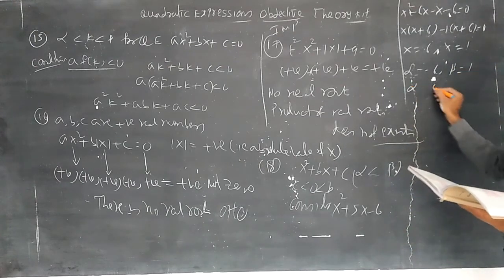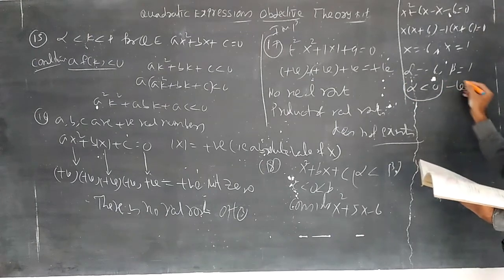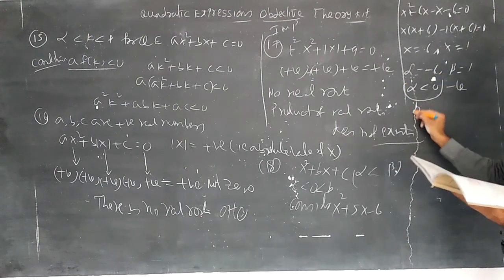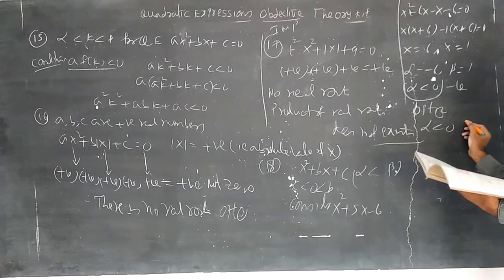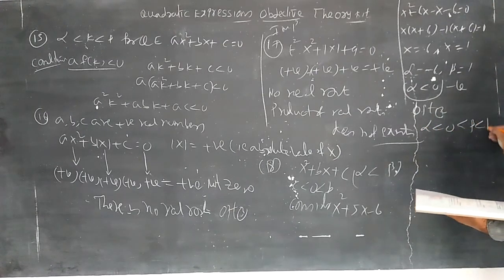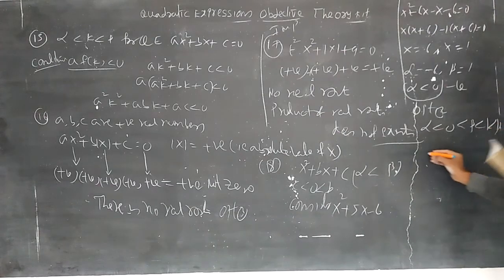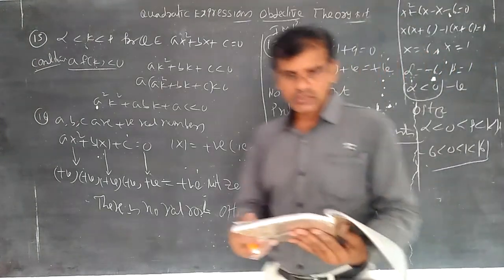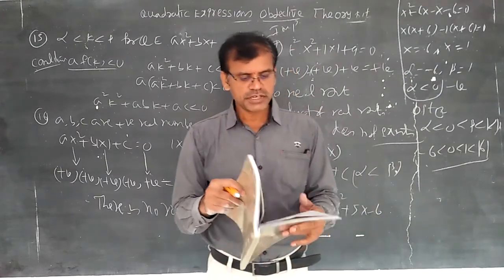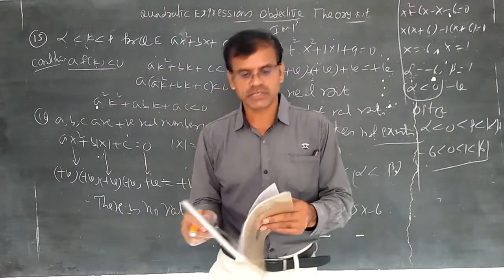Now we got alpha less than 0 because it is negative. Now option 2 we can verify: alpha less than 0, less than beta, less than mod alpha. As minus 6 less than 0, less than 1, less than mod 6. Like this. Okay students, we have completed 18 examples. Let us discuss the rest in the next class.